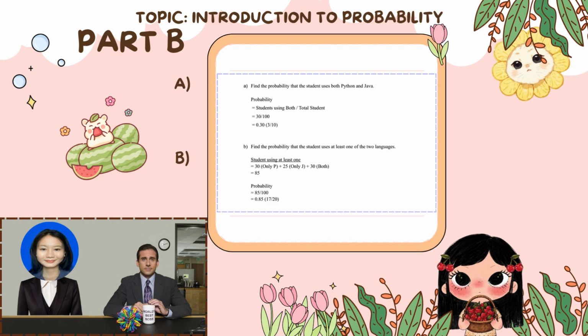This includes students who use only Python, only Java, or both. Adding these together gives us 85 students. Therefore, the probability is 85 over 100, which simplifies to 17 over 20.